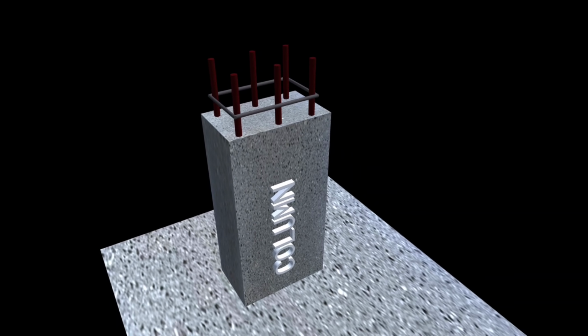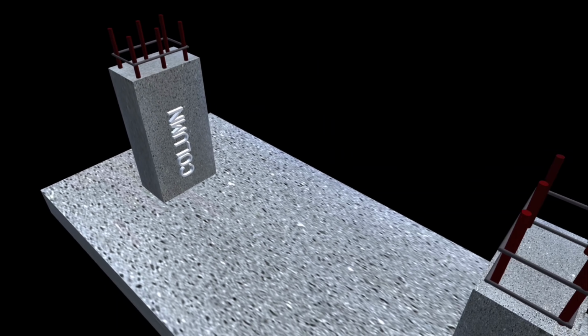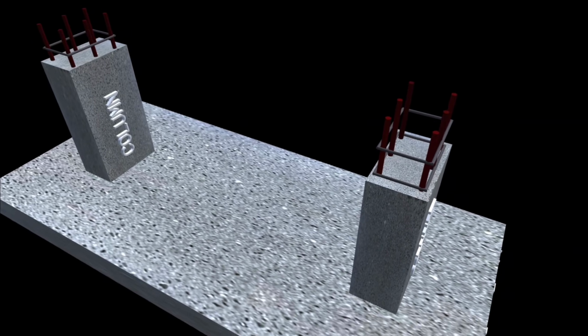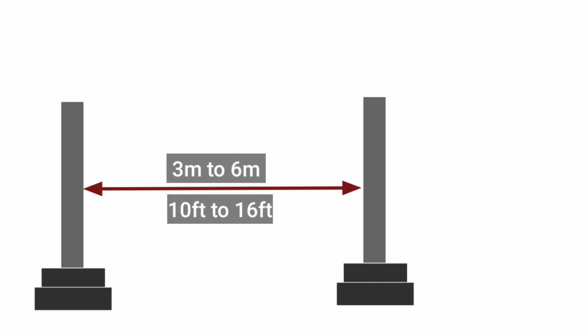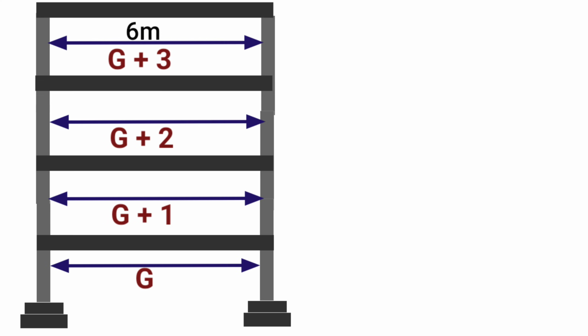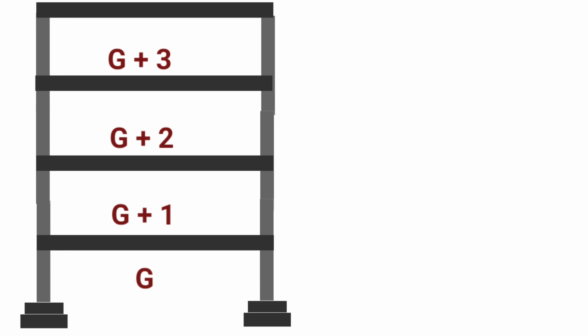Now coming to the main topic. Whenever we need to construct a residential building, the distance between two columns should be kept between 3 meter to 6 meter. This distance can be increased in case of high-rise buildings by executing post-tensioning method. Since we are talking about residential buildings up to G+3 story, the maximum span should be limited to 6 meter or 16 feet. Now the question arises, what should be the size of columns taken for a residential building?